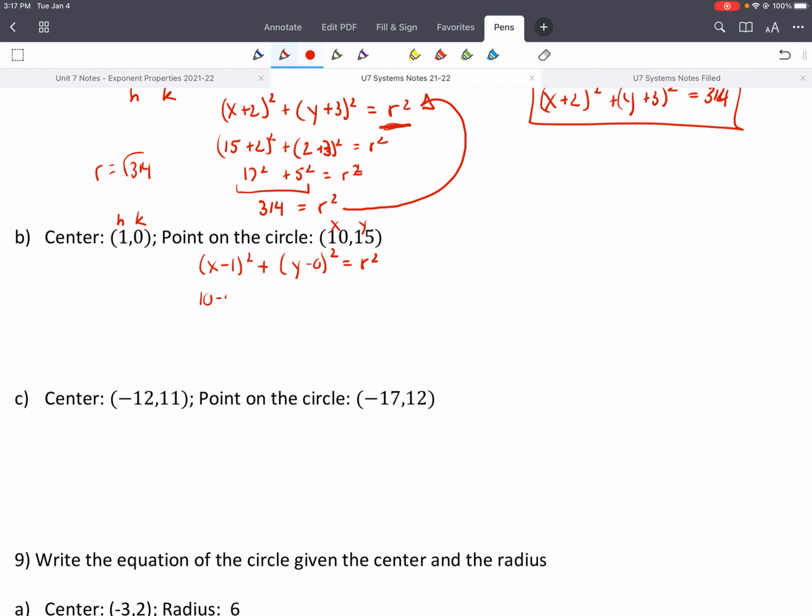But we know what x and y are, so we'll get 10 minus 1 plus 15 minus 0 equals r squared. Looks like that's 9 squared plus 15 squared equals r squared.